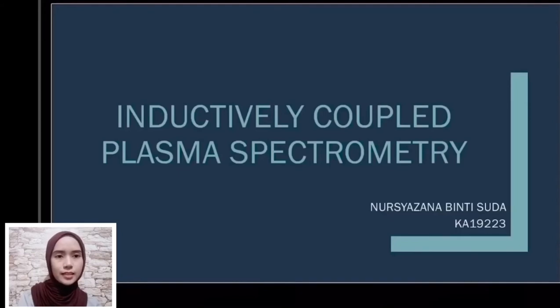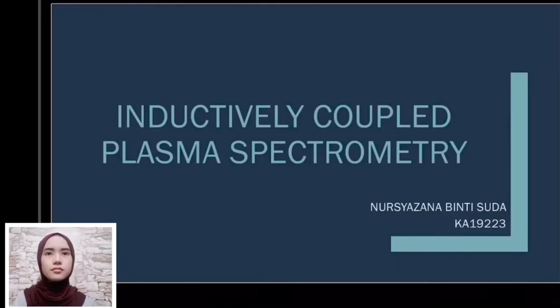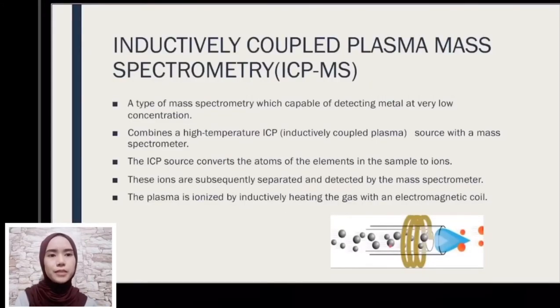BKF1243, Analytical Chemistry, I will present about inductively coupled plasma mass spectrometry. Inductively coupled plasma mass spectrometry is a type of mass spectrometry which is capable of detecting metal at very low concentration. It combines a high temperature inductively coupled plasma source with a mass spectrometer. The inductively coupled plasma source converts the atoms of the element in the sample to ions, and these ions are subsequently separated and detected by the mass spectrometer.